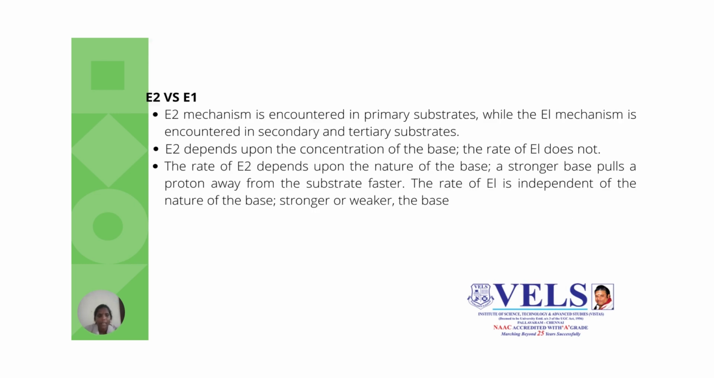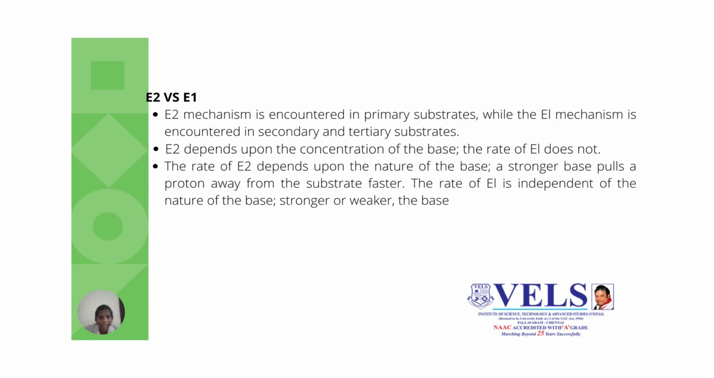Then what is the difference between the E2 reaction and the E1 reaction? Normally E2 reaction mechanisms are encountered in primary substrates only, while the E1 mechanism is encountered in secondary as well as tertiary substrates. The E2 reaction depends upon the concentration of the base, but the E1 reaction does not depend upon the concentration of the base.